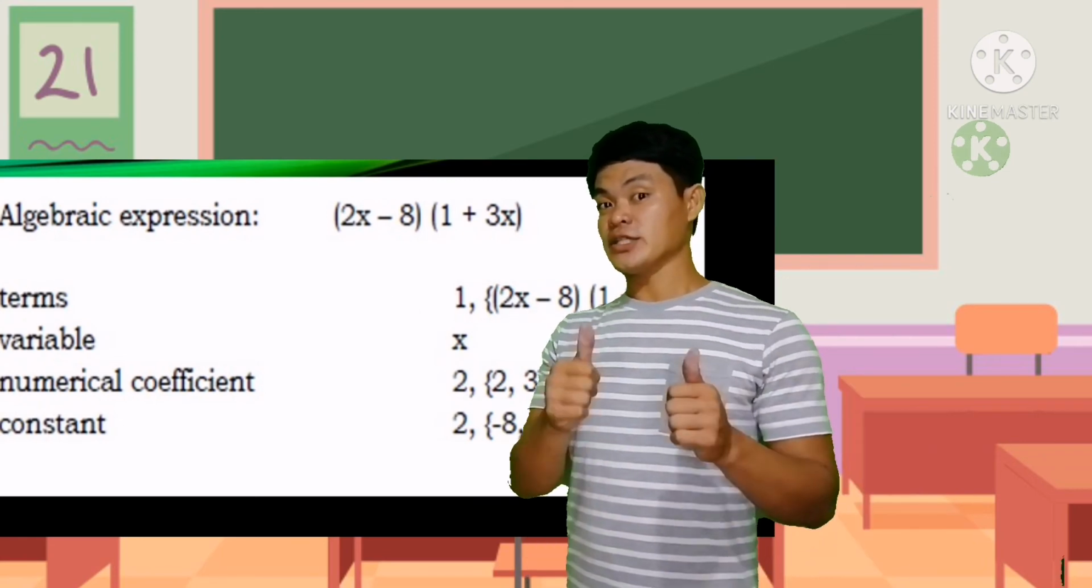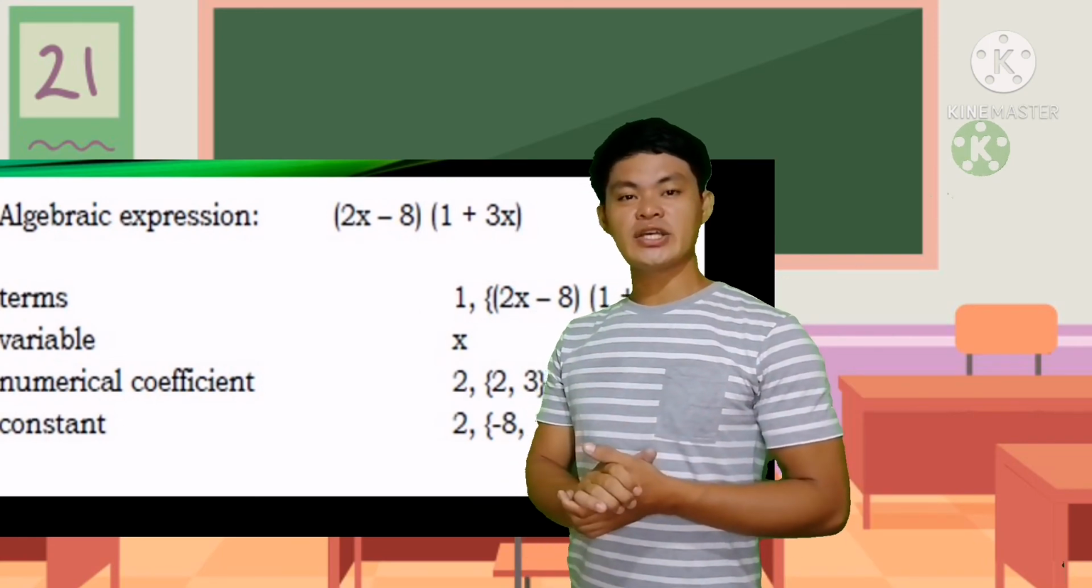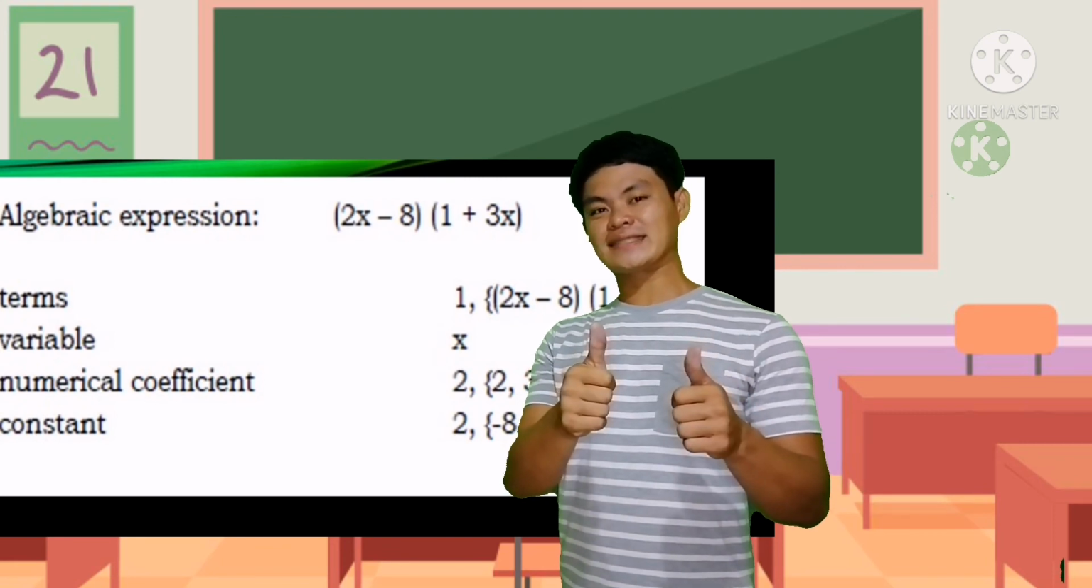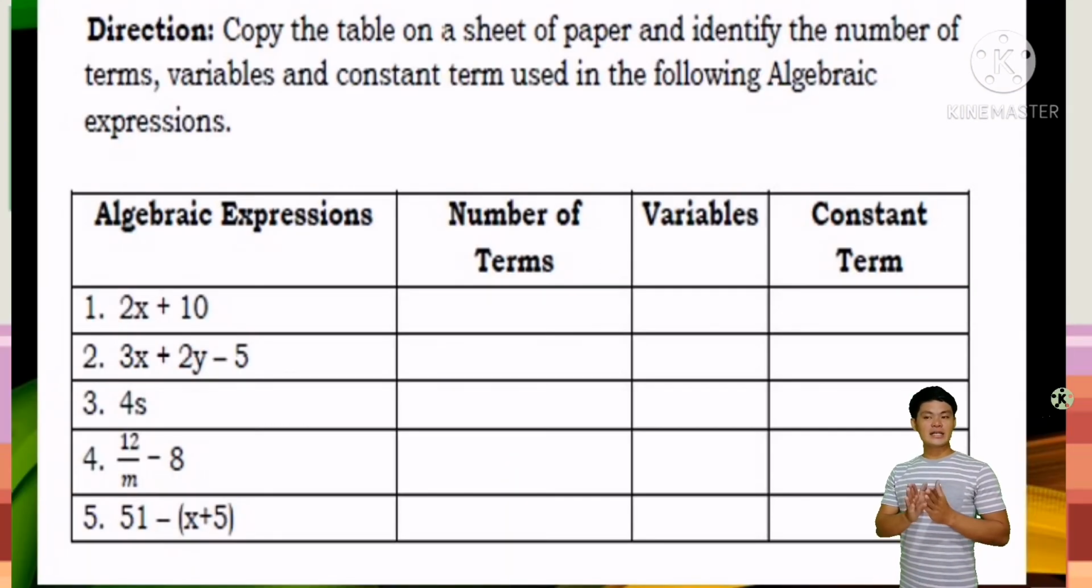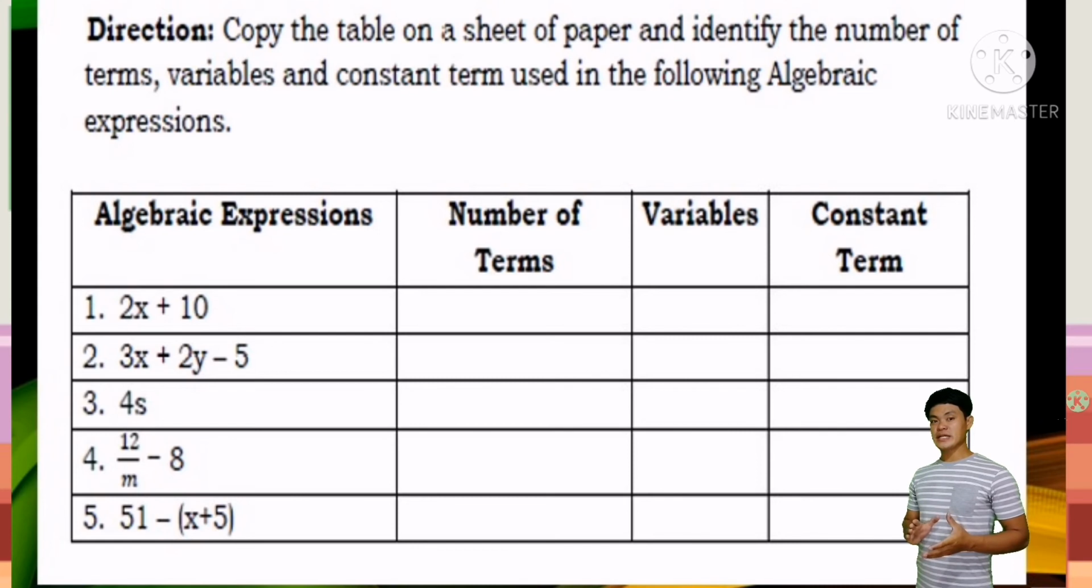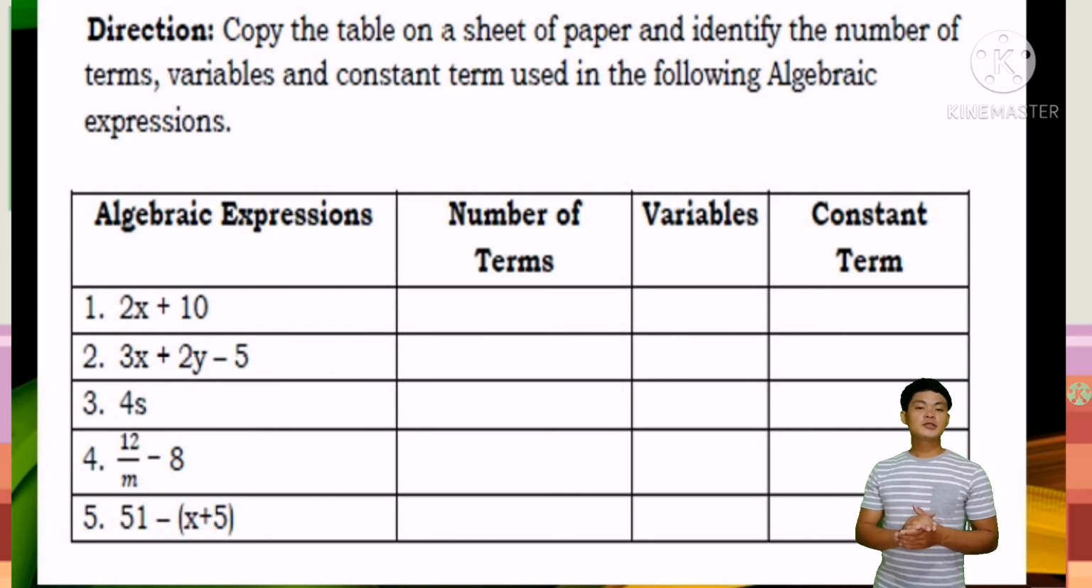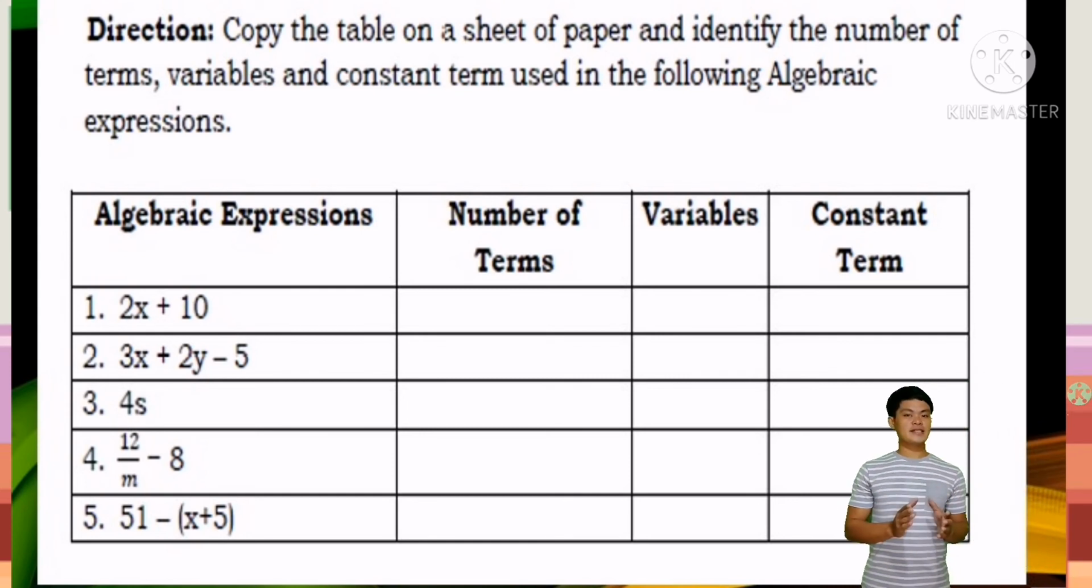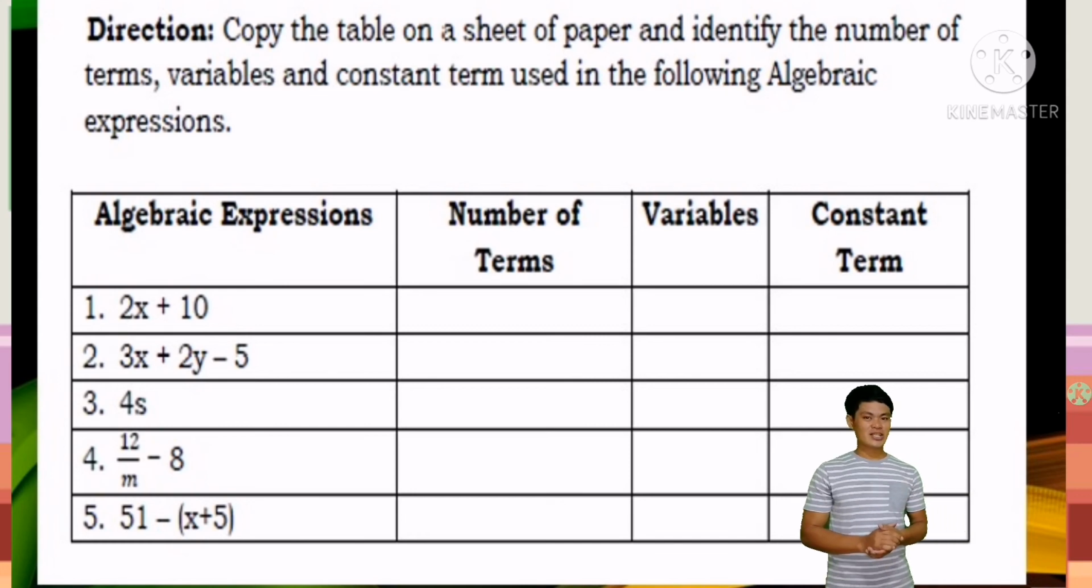Did you get the right answer? Congratulations, you are on the right track. Let us have another exercise. Now let us read the direction. Copy the table on a sheet of paper and identify the number of terms, variables, and constant terms used in the following algebraic expressions. You only have 20 seconds to do that. Your timer starts now.